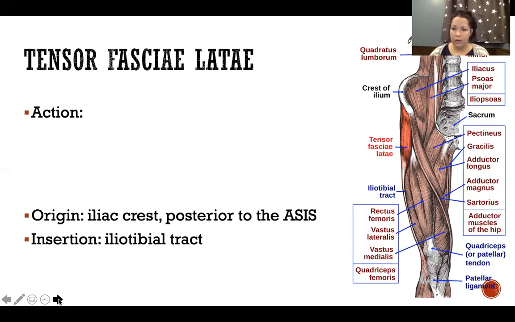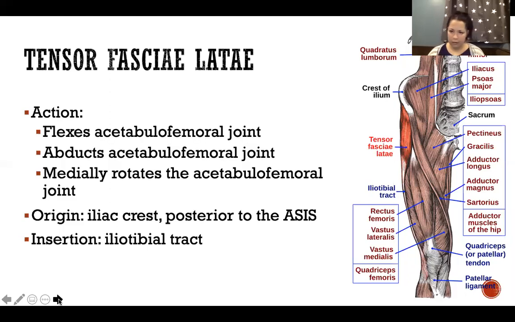So because it is anterior and lateral, we get these actions. It flexes the acetabulofemoral joint, abducts the acetabulofemoral joint, and medially rotates the acetabulofemoral joint. So that medial rotation is because of its anterior nature. It's sort of anterior, so it will medially rotate.